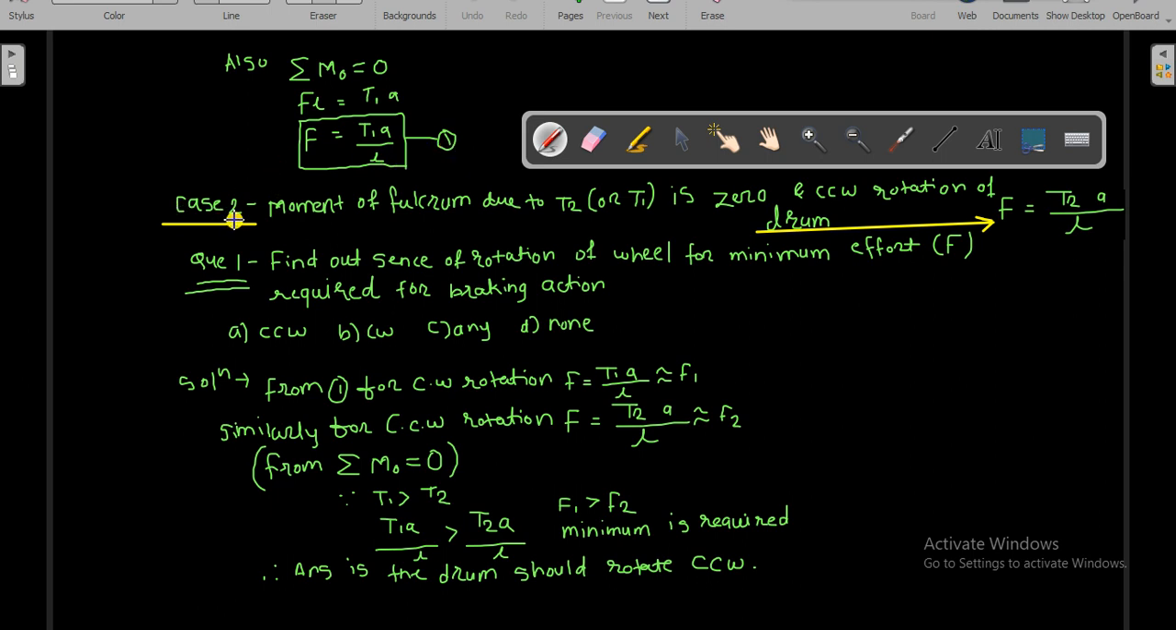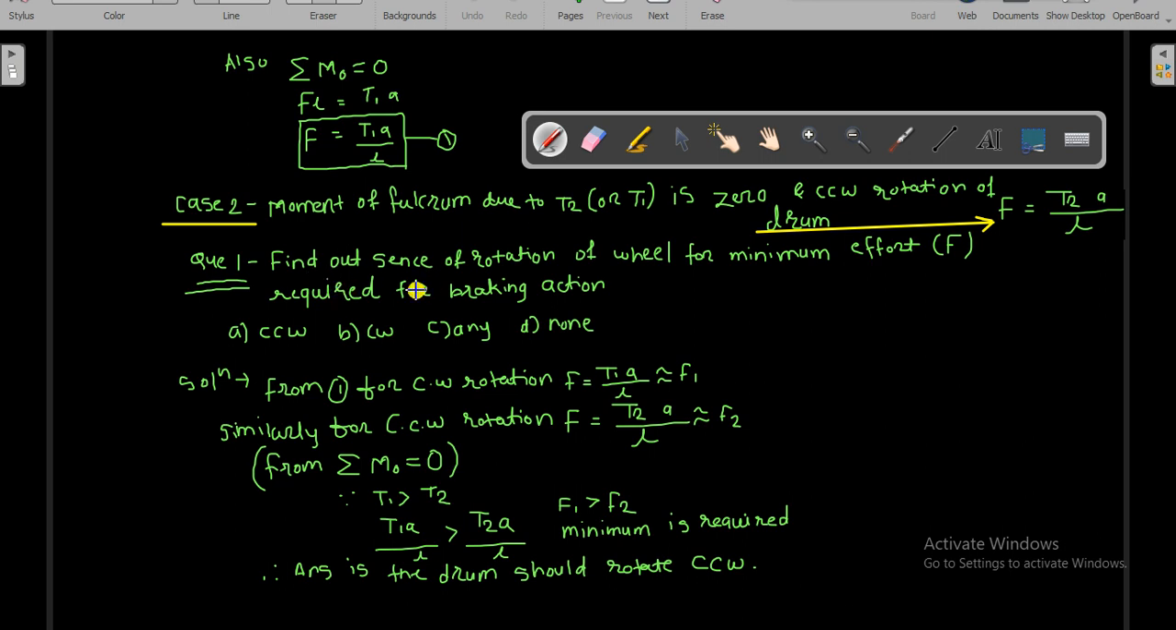And similarly in case 2, either T1 or T2 moment is becoming 0, and here the difference is that in previous case 1 the rotation was clockwise, here the rotation is anti-clockwise for the wheel. So similarly, by equating moment at fulcrum equal to 0, we will get external applied force or effort F equal to T2A by L.